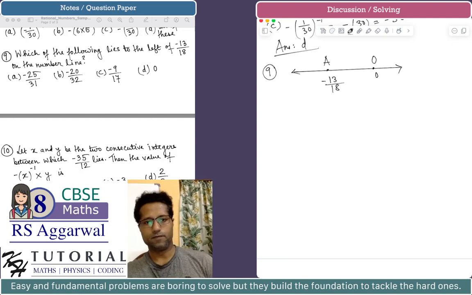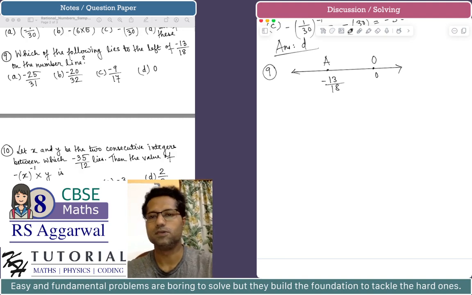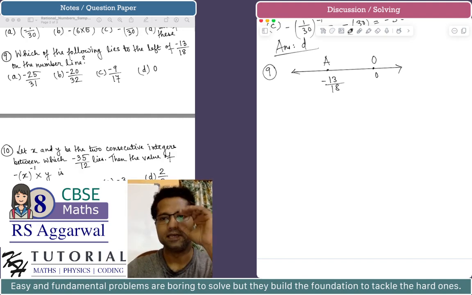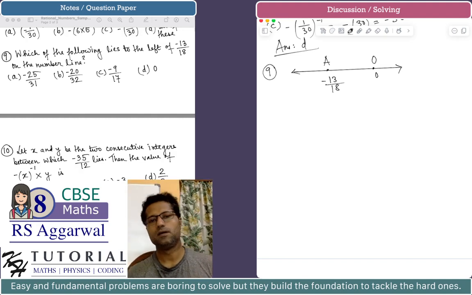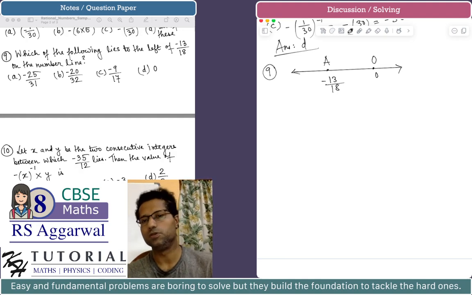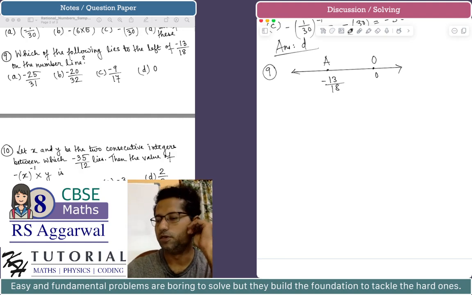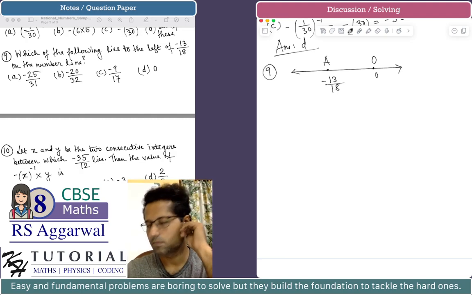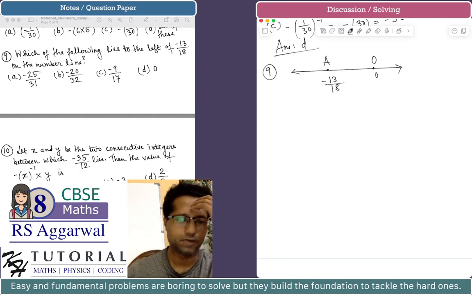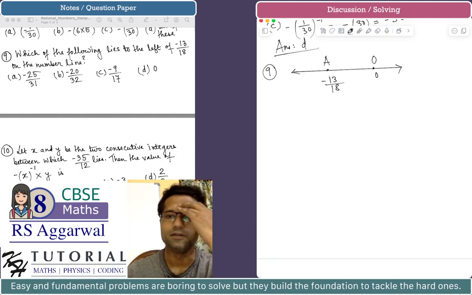Among all the rational numbers given in the 4 choices, we have to select the rational number which is to the left of A, that is less than A. We know in the number line, if you go farther left, then you are going towards lesser numbers. The left side of the origin O on the number line are all negative numbers. If you go more towards the left, you will reach lesser numbers. So we have to pick the rational number which is less than minus 13 by 18.